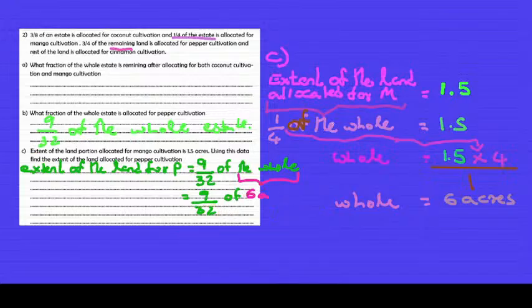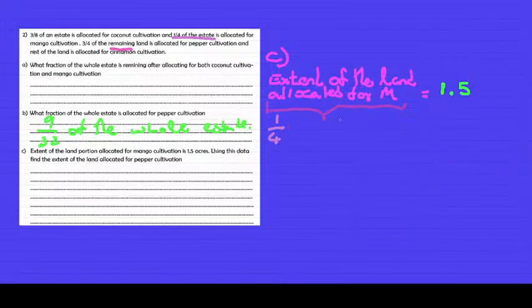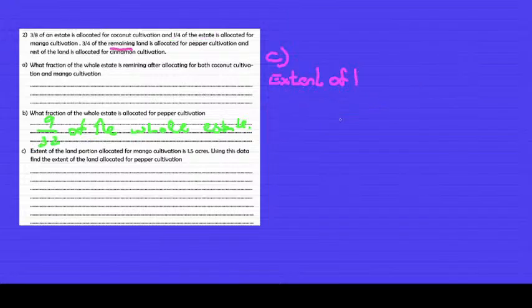Some of you would also prefer doing it in columns. That is, you put 2 columns. One column is for the fraction. The other column is for the extent of the land, or the value.